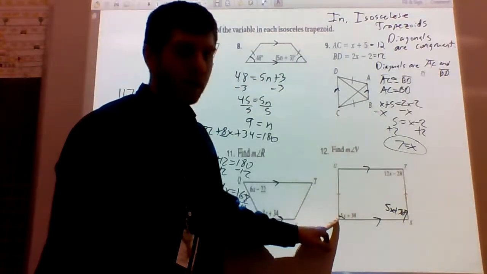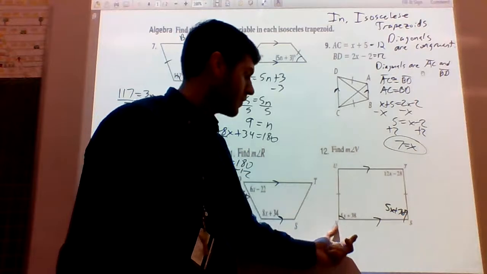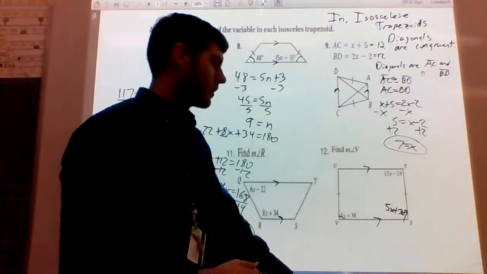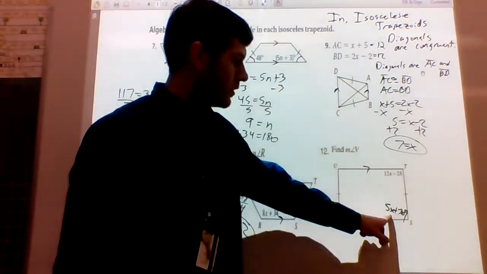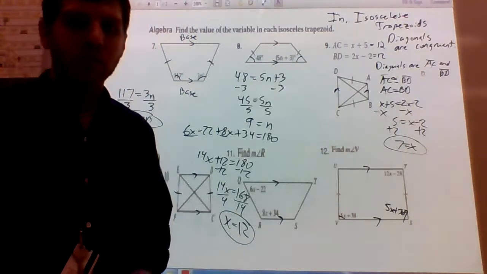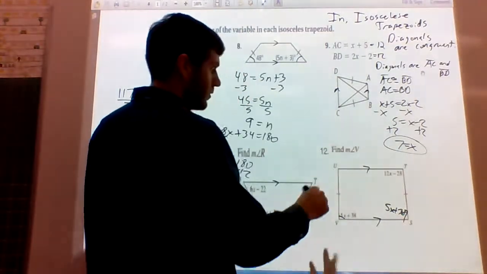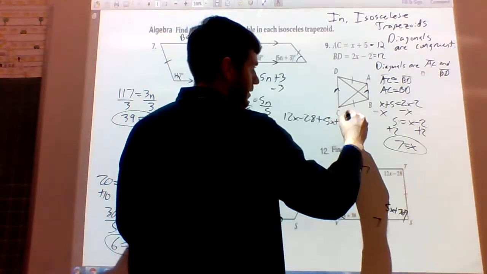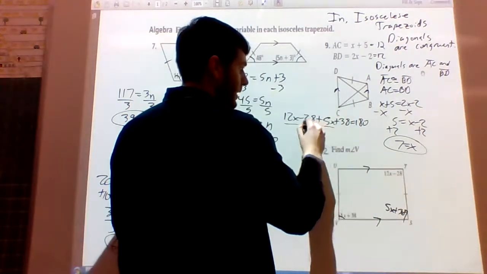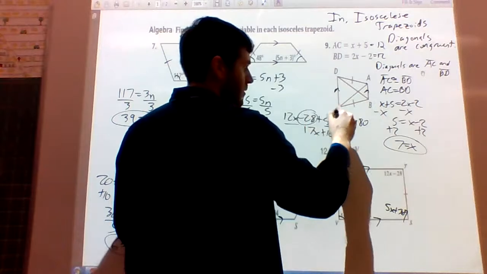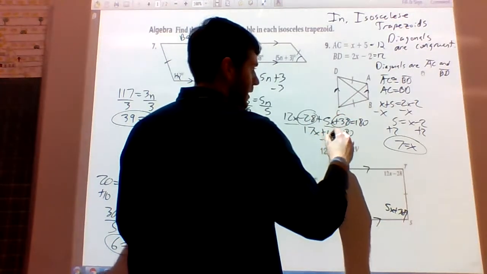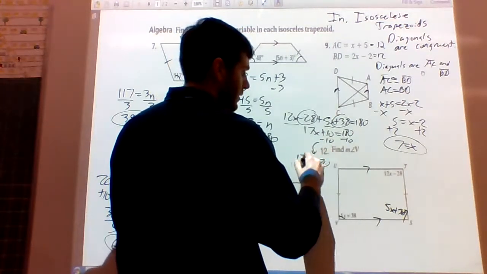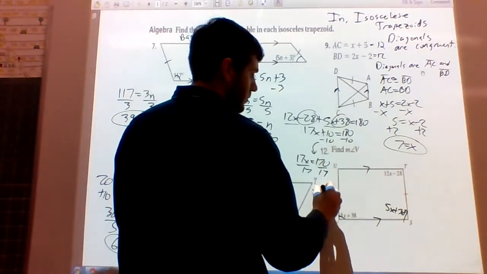Okay, so it's going to turn out that this angle V and angle T are also going to be supplementary because you can substitute in V for S because V and S are the same because they're both base angles. Okay, so what's going to end up happening here is that these are consecutive angles that are between the bases, so they're going to be supplementary. So we're going to have 12x minus 28 plus 5x plus 38 equals 180. Combine like terms, we have 17x plus 10 equals 180, subtract 10 from both sides. We get 17x equals 170. Divide by 17, and we get x equals 10.